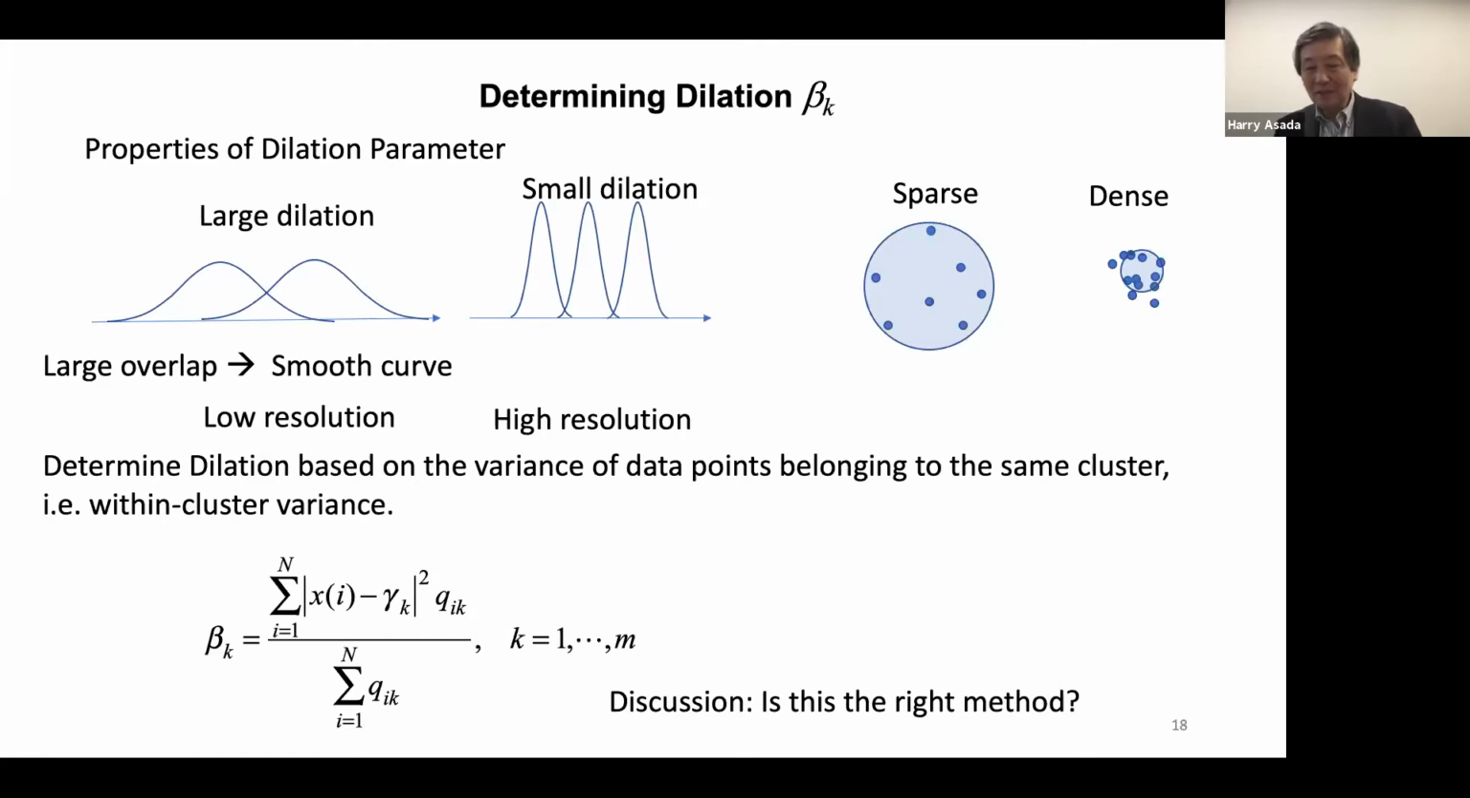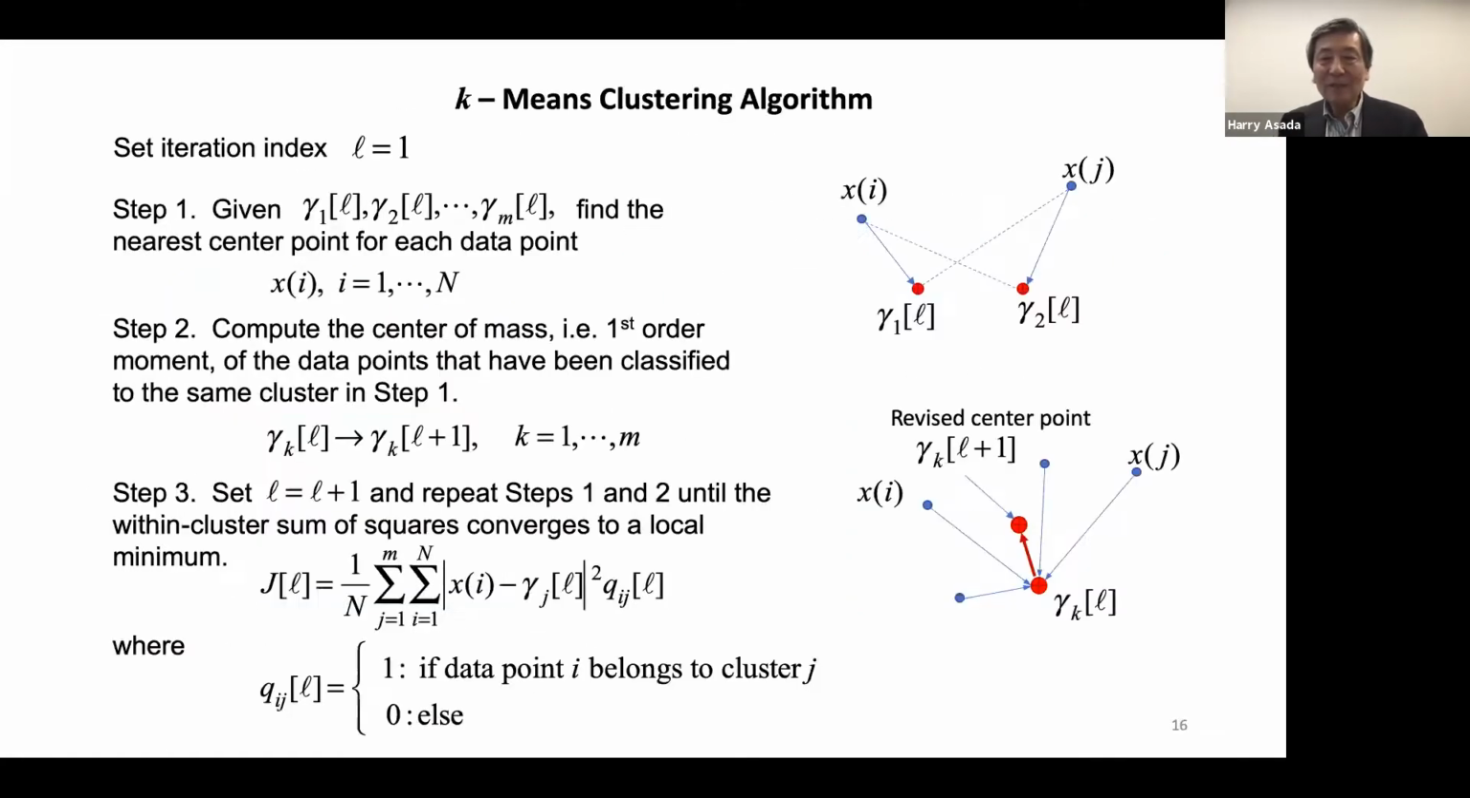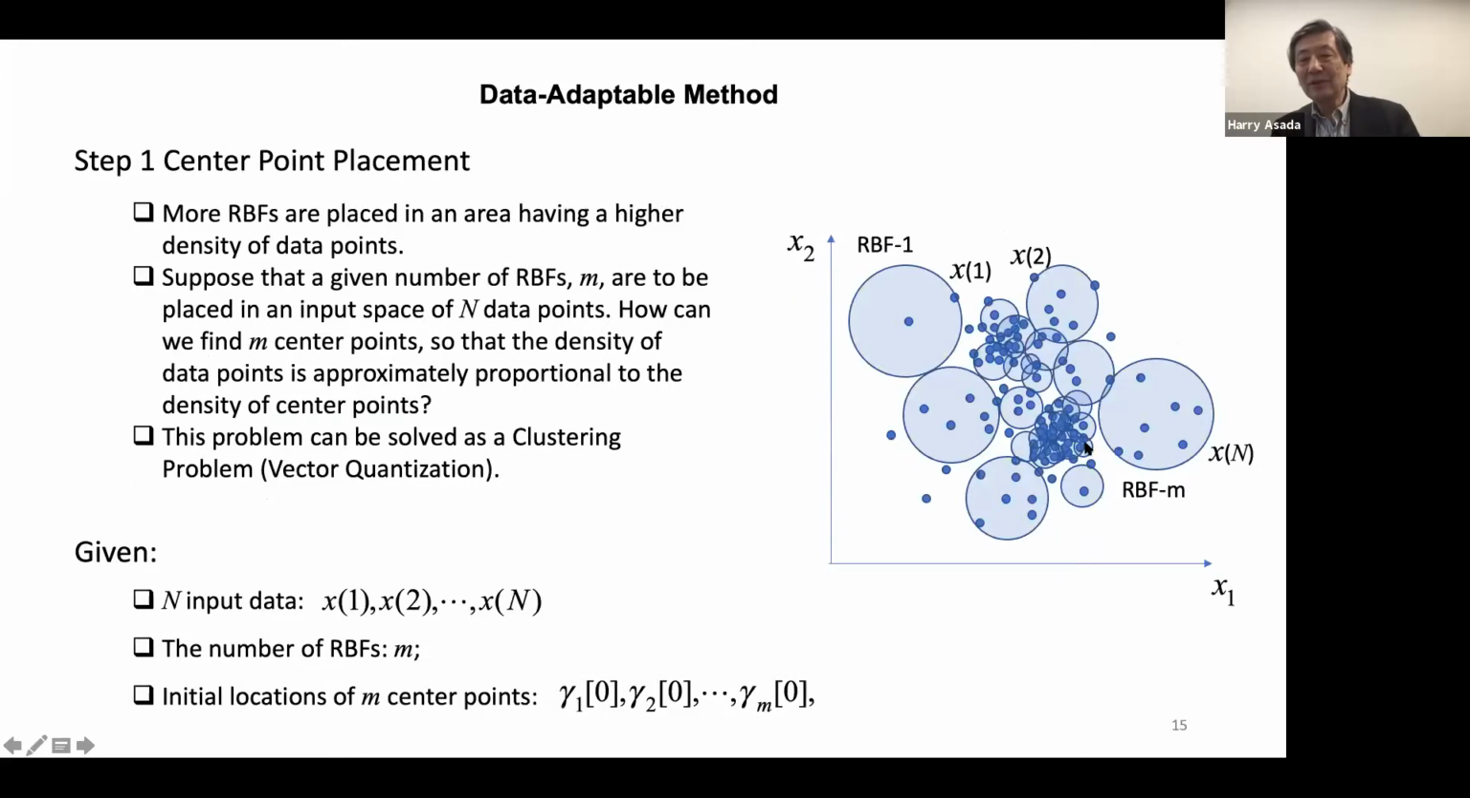So we actually look at the distributions of input data points, right? Then we determine the center points. Then we actually determine the dilation beta. Is this really the right method? Or what is the kind of quiet assumption we're making? When does this method tend to fail?